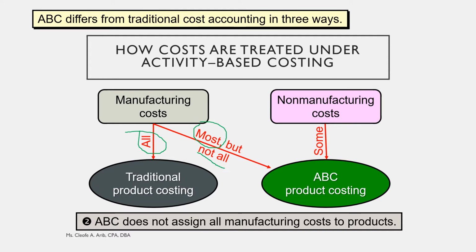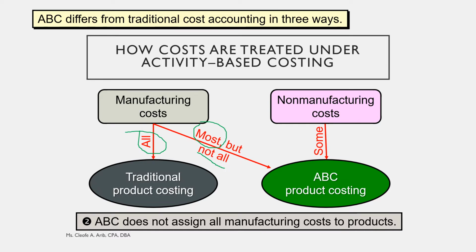Ano ang hindi lahat charge as product cost under ABC product costing? Hindi lahat ng manufacturing overhead. So, ulitin ko, anong sabi dito? Most but not all. Simulan natin doon sa most. Sino yung most? Definitely, part ng product cost ninyo, regardless whether gagamitin mo yung traditional or yung ABC, for sure, part ng product cost ang direct material at saka yung direct labor.